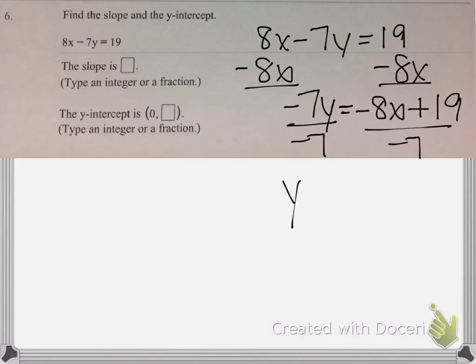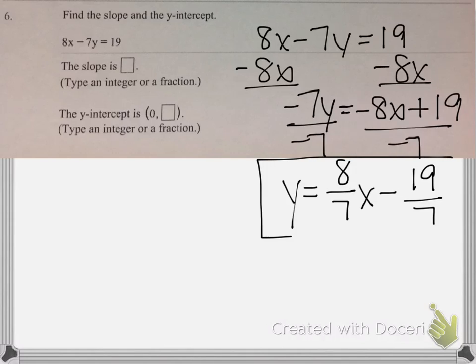It's going to give me y equals negative 8 over negative 7. A negative over a negative is a positive, so 8/7 x. And then 19 over negative 7, you can just leave it negative 19/7. If 7 went in evenly, then I'd worry about it. And make sure your fractions are simplified, and they are. So y equals 8/7 x minus 19/7.